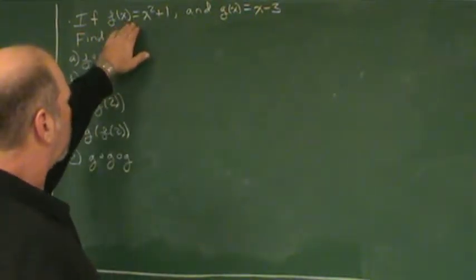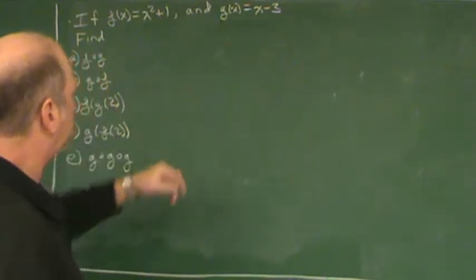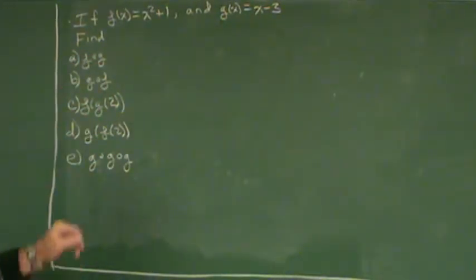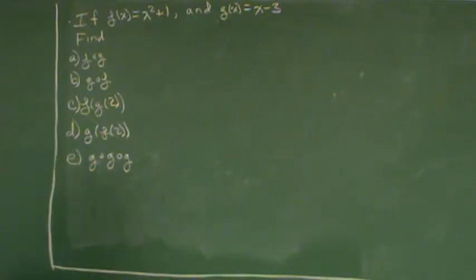We're given that f of x is x squared plus 1, g of x is x minus 3. We're asked to find part A, f composed with g, part B, g composed with f, C, f composed with g of 2, D, g composed with f of 2, and then finally part E, g composed with g composed with g. We're doing composition 3 times in that problem.